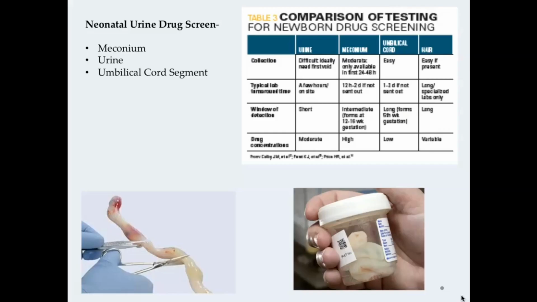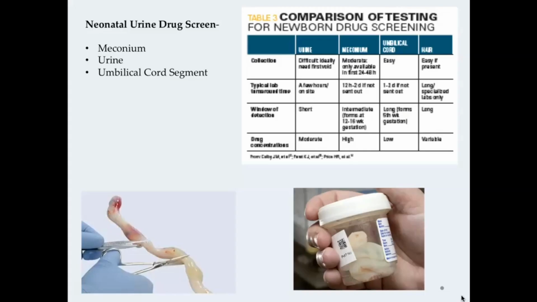We used to do meconium drug screen. So their first stool we would collect and send down to lab to run a drug screen on. When I took students to St. Joe's, they were doing both a meconium and urine screen on the newborns. And now our facility does an umbilical cord segment. So they save a segment of each cord after delivery, and they will keep them up to 48 hours after delivery in case we need to send the cord segment down to the lab to be tested.